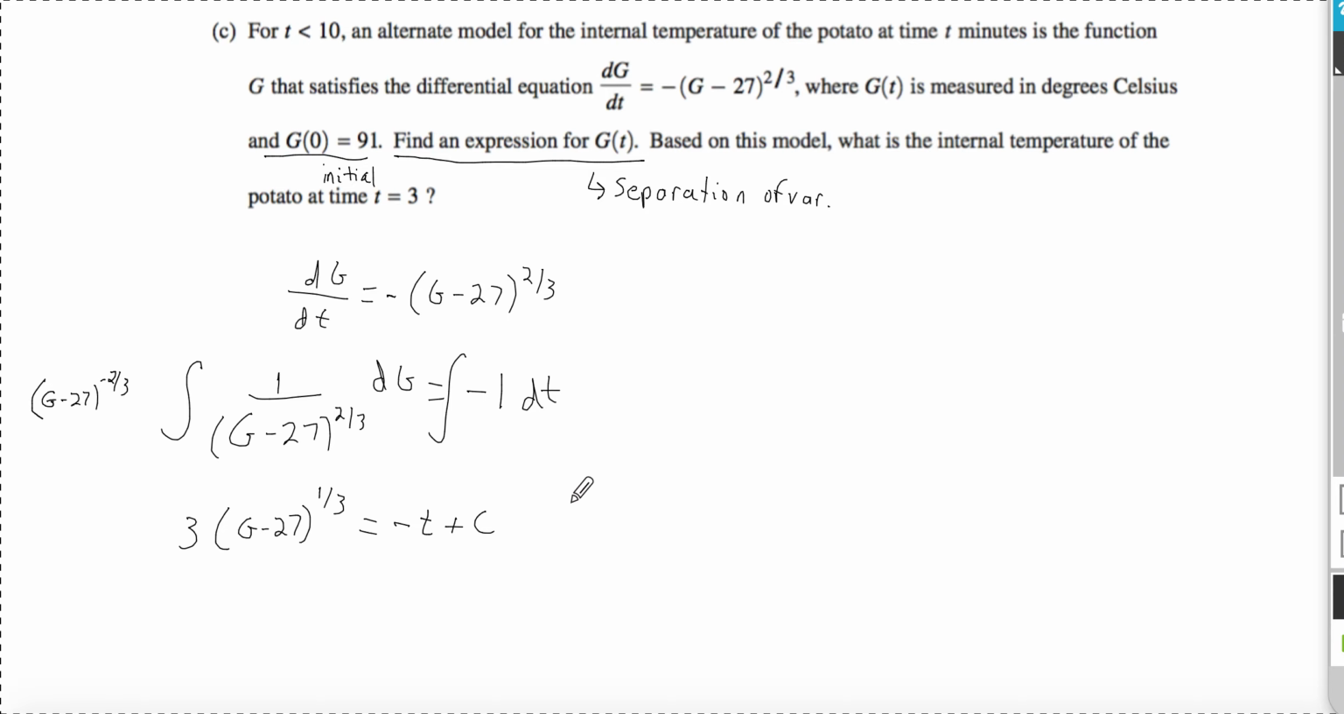Now it's time to plug in our initial condition. Our initial condition is 0, 91, where t is 0, g is 91. So that'll be 3 times (91 minus 27) to the 1/3 equals negative 0, so that'd be 0 plus c. 91 minus 27 is 64. The 1/3 power, that's the cube root of 64, is 4. 3 times 4 is 12 equals c.